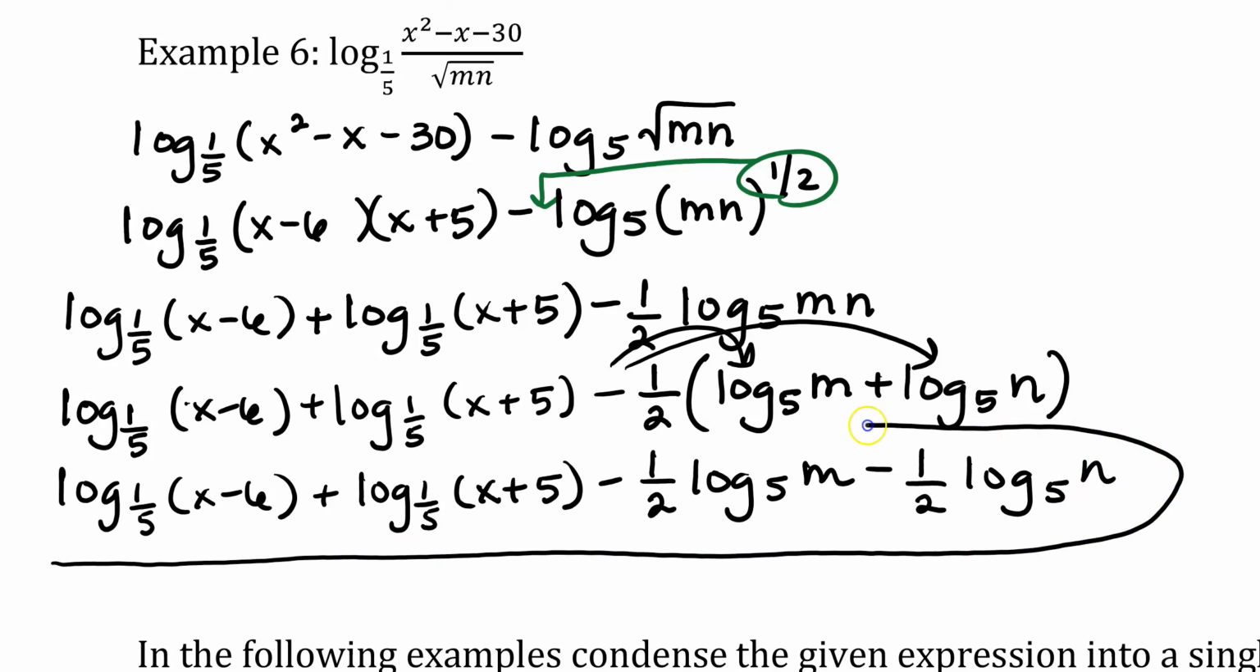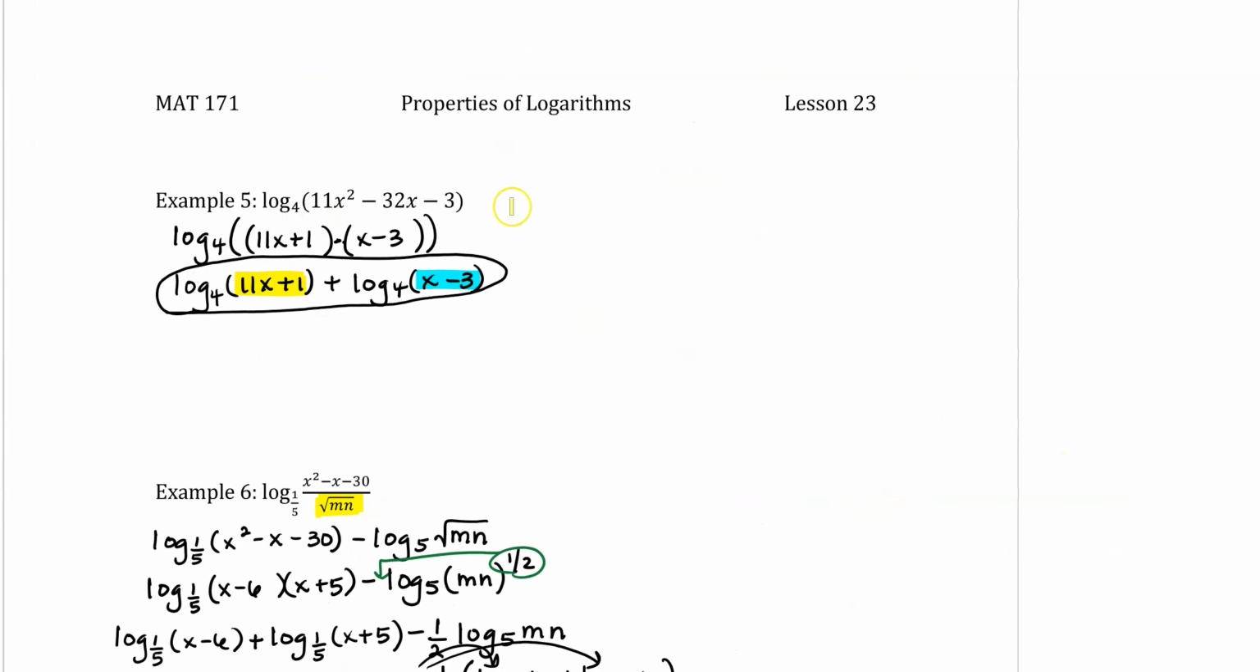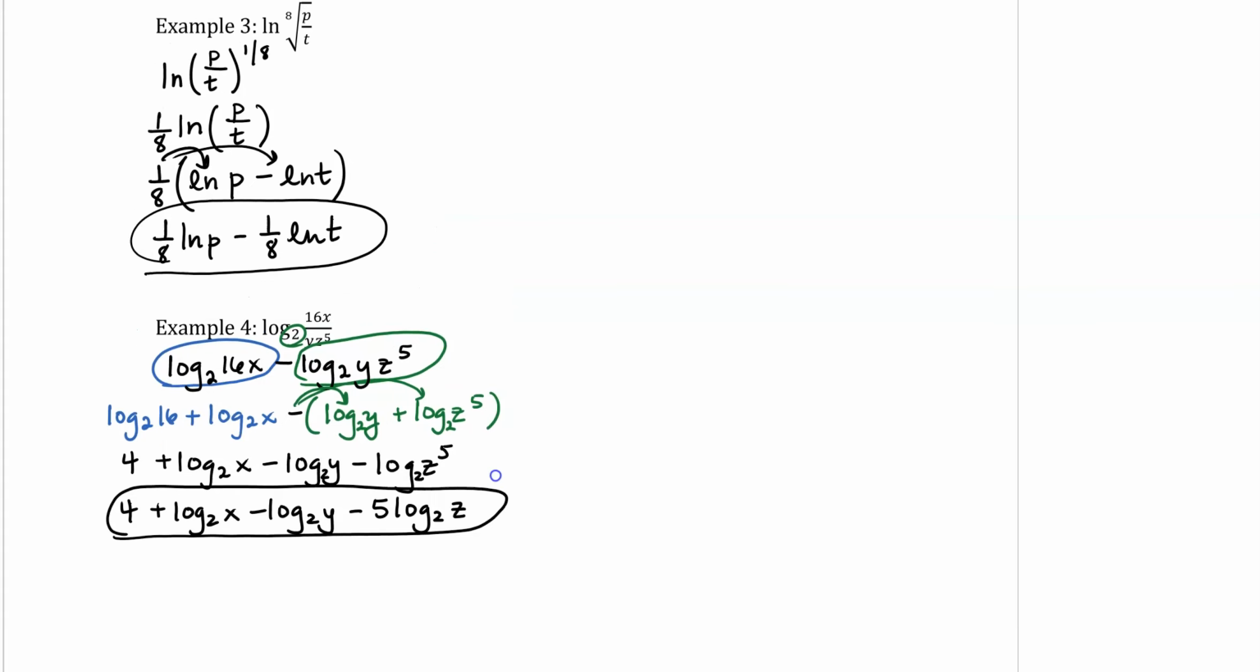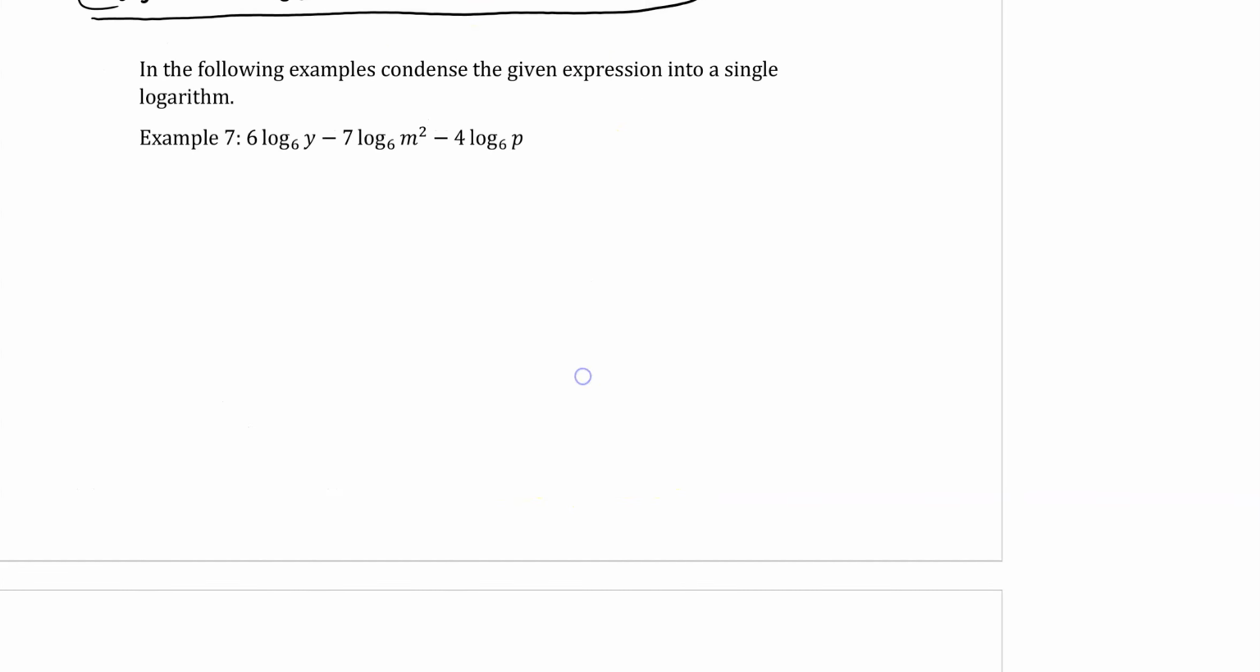A helpful hint is that anything that shows up in the denominator should be a log that's being subtracted. So we have that 1/2 log base 5 of m and that 1/2 log base 5 of n, and they're both being subtracted because they originally showed up in the denominator. So far, all of the examples that we've done using our properties have been us starting with a single logarithm and expanding it into many logarithms. The next set of examples that we will be doing will be us starting with many logarithms and condensing them down to a single logarithm.